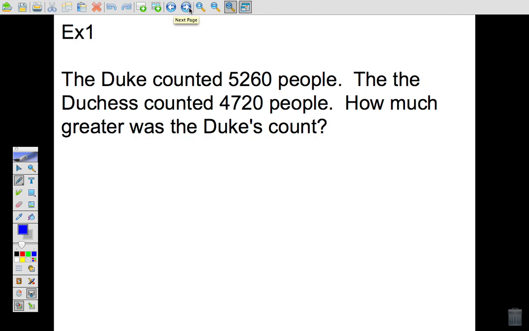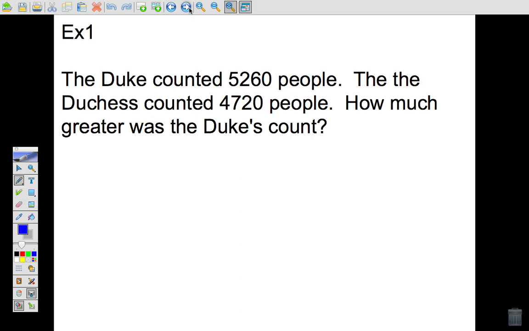In example 1, it says the Duke counted 5,260 people. So in other words, out of all the people, he counted 5,260. It looks like there's a typo there, it should say then the Duchess counted 4,720 people. So what I notice is that one person counted more than the other. It says how much greater was the Duke's count.